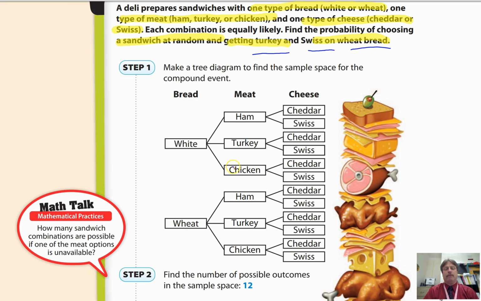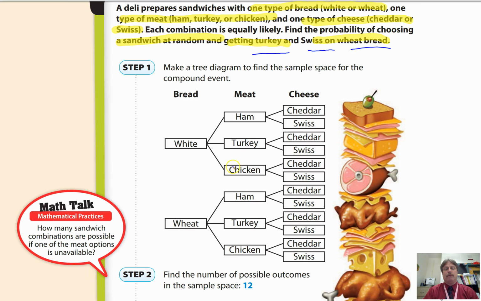The next part then is find the number of possible outcomes in this sample, and they found that it's 12. Well, what they did was they counted up the total here. So 1, 2, 3, 4, 5, 6, 7, 8, 9, 10, 11, 12. Don't worry about the names in there. You're just counting up the number of events that could happen.